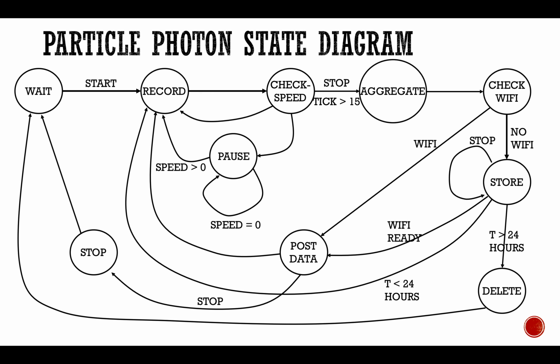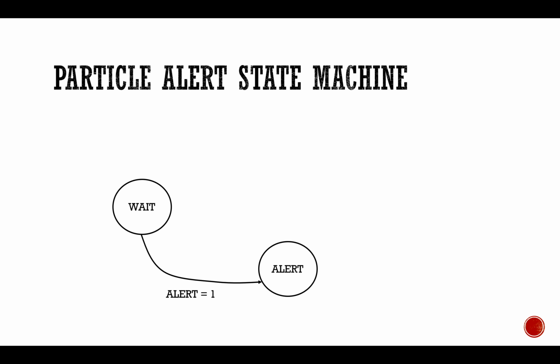We have implemented the alert system for showing the UV threshold has exceeded the limit that has been set in the wait and the record state. So the state machine for this alert system starts off with the wait state. We check if the alert is true. If it's true, we go to the alert state, where we switch the main LED to red, and then we go back to the wait state.